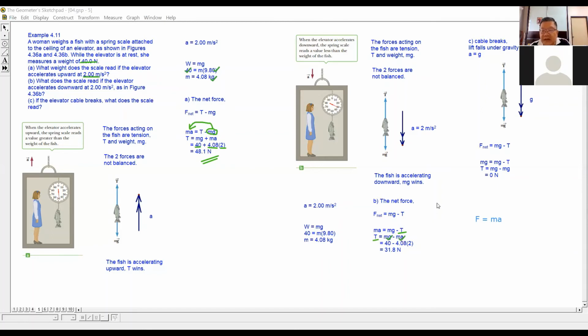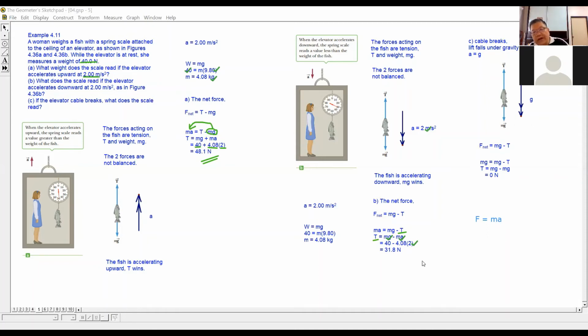And how much is the mg? Mg is given, the weight of the fish, 40 newtons. How much is the ma? M is 4.08, we have calculated earlier. And the acceleration downwards is 2. It's given to us, the acceleration downward is 2. So 40 minus 8 is around 31.8 newtons.